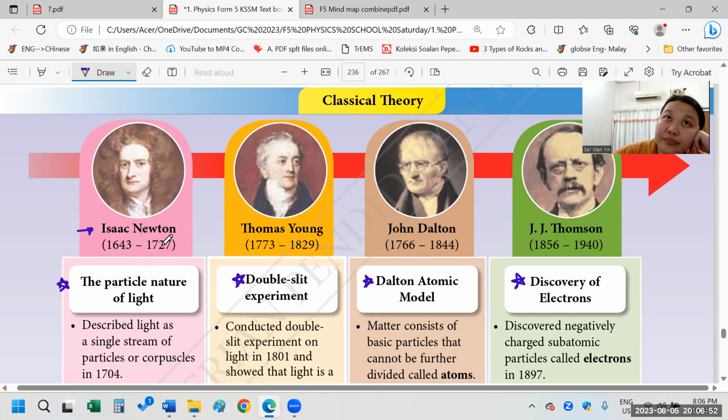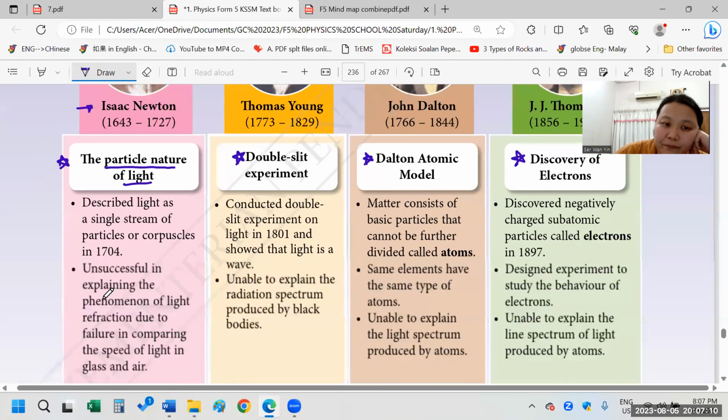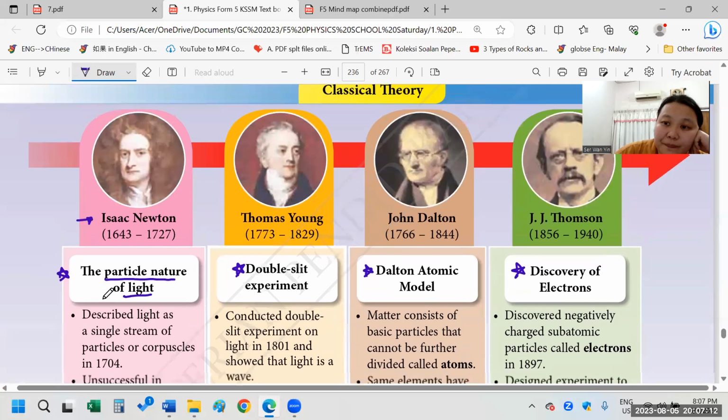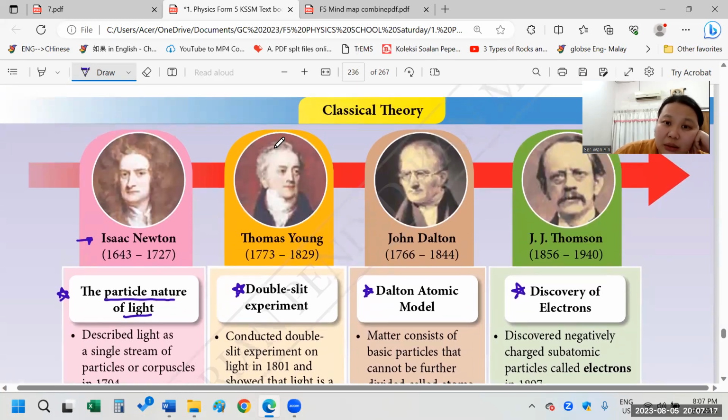invented an idea. The idea is the particle nature of light. Okay, he said light is a particle. Do you agree? You might not agree, as I did not. I was shocked. Huh? Light is particles, man.